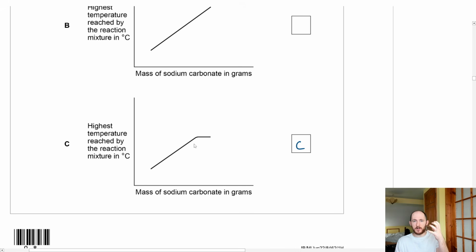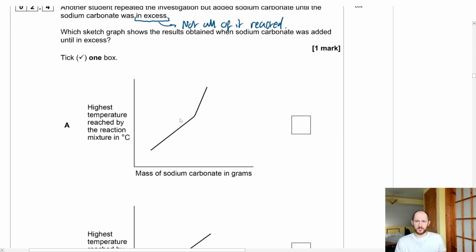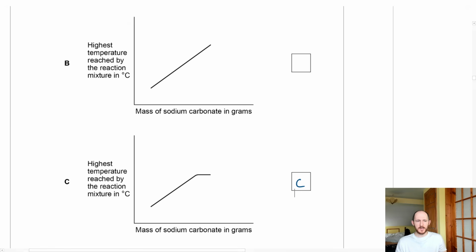In this case, there's not enough hydrochloric acid to react with the sodium carbonate, so the highest temperature no longer changes. And it never will, because not all of the sodium carbonate is reacting. So it wouldn't be like this, because that's not in excess, that's just a normal reaction. This is just weird. The mass should be linear, unless again it goes into excess. So do keep that in mind.